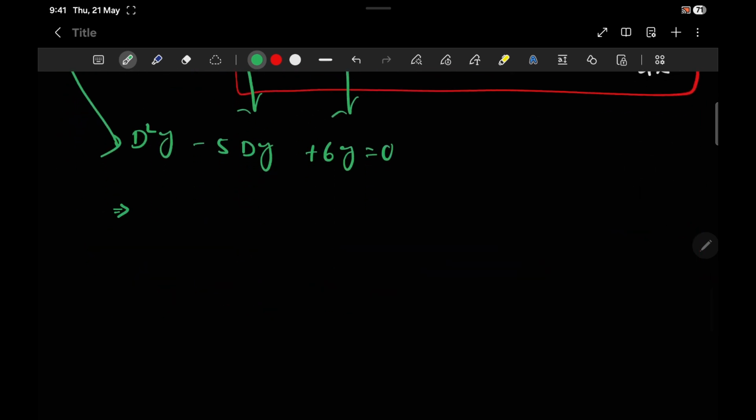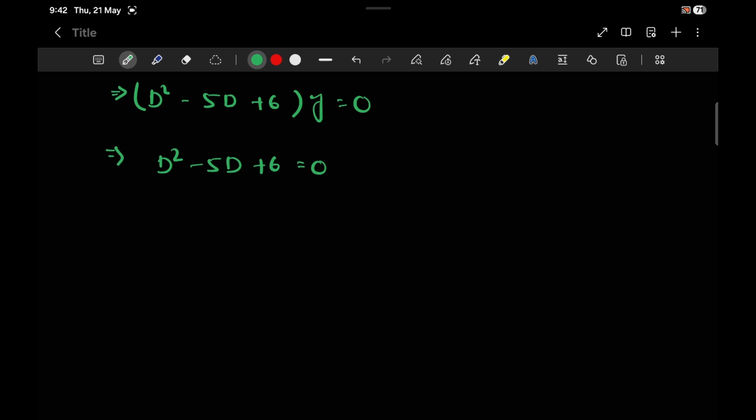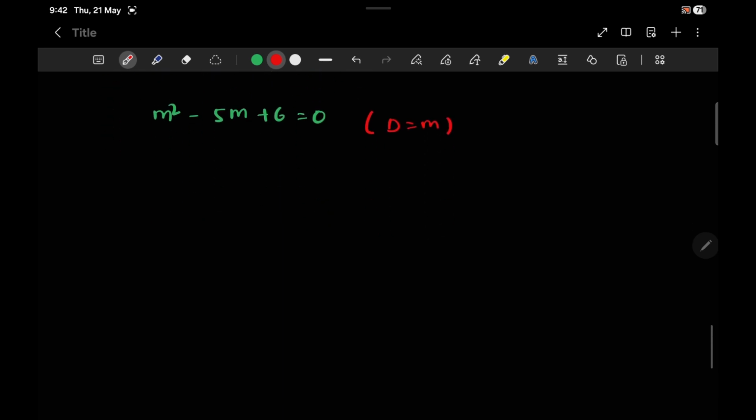Okay, so (d² - 5d + 6) y = 0. That implies d² - 5d + 6 = 0. We have our auxiliary equation in the form m² - 5m + 6 = 0. This is the general form in which we take d as m to form our auxiliary equation. So m will be (-b ± √(b² - 4ac)) divided by 2a, right?